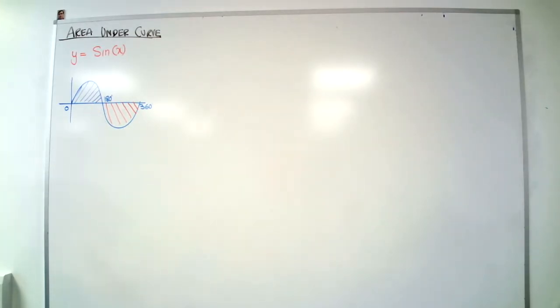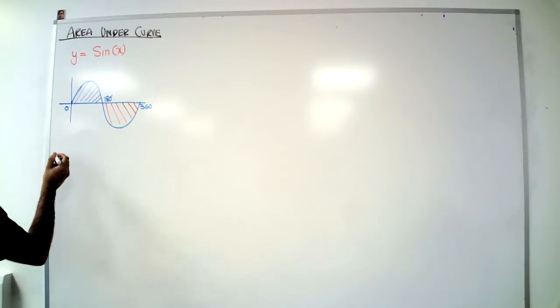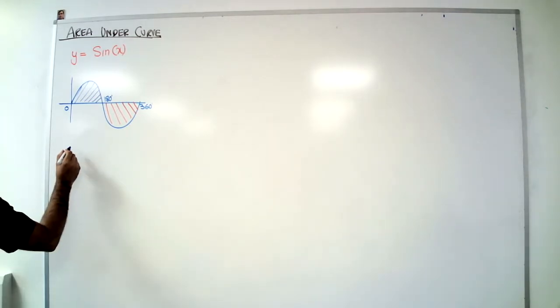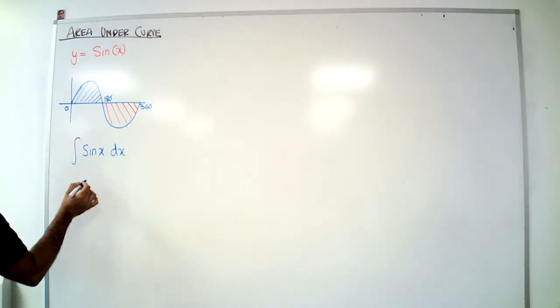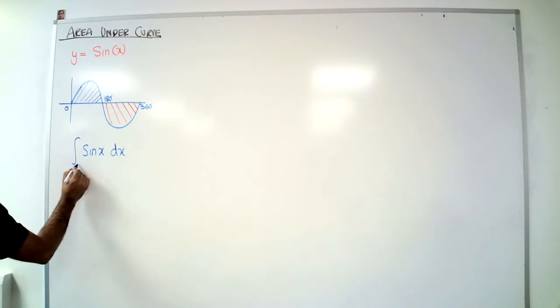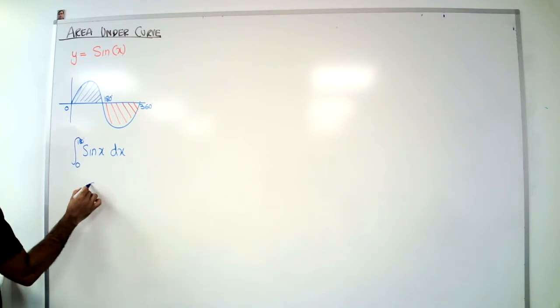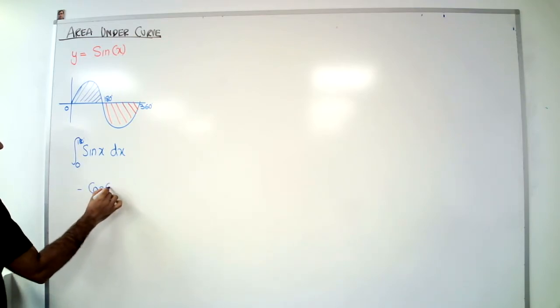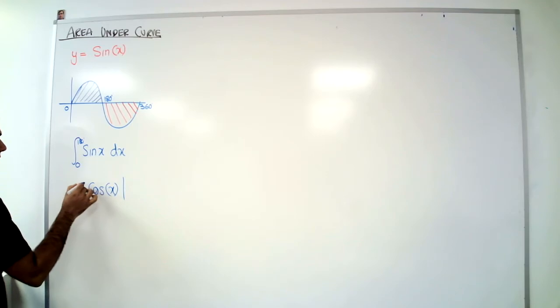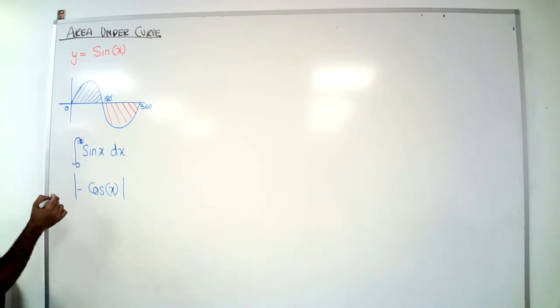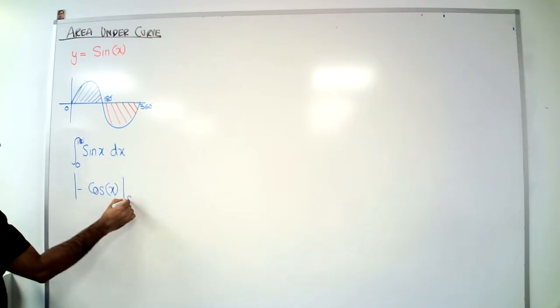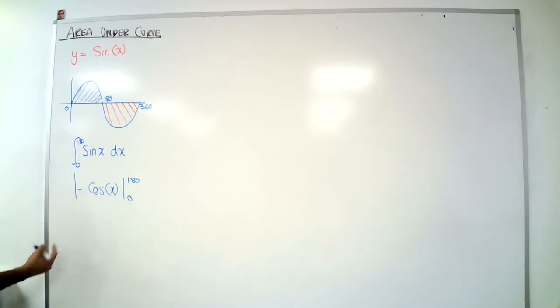To do that one, what we do is we actually integrate the sine. So let's integrate the sine x, and then I apply the limit. So first I find the area from 0 to 180. Now I'm doing it in degrees. Now sine integral is minus cos x, and then there is limit 0 to 180. So I need to do that one first.